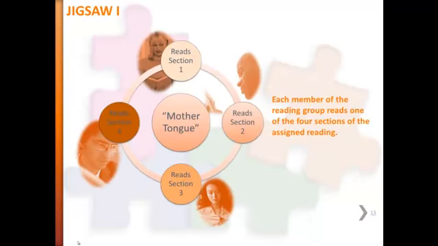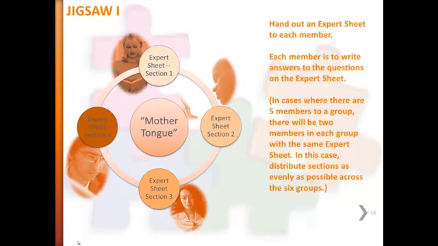With jigsaws, we have 2 sets of groups. Each group in the first set is composed of 4 readers, like this one, and each of the 4 readers will be reading one of the 4 sections of the assigned reading. I find it best to let students have silent reading time first for about 10 or 15 minutes, and then to hand out the prepared list of questions. The students will then work through their assigned section and answer the questions.